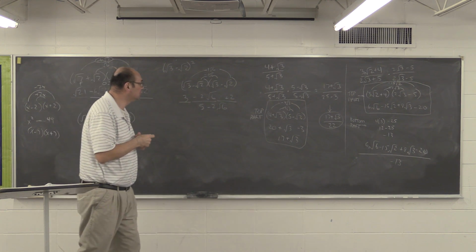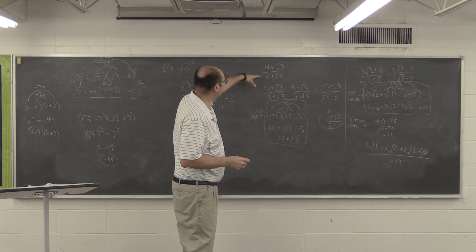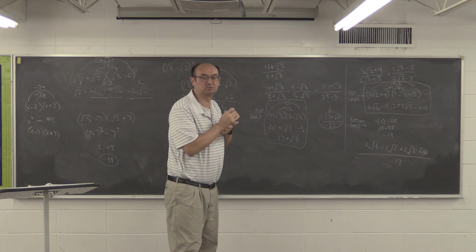All right? Let's do 2 more here. 4 plus square root 3 divided by 5 plus square root 3.